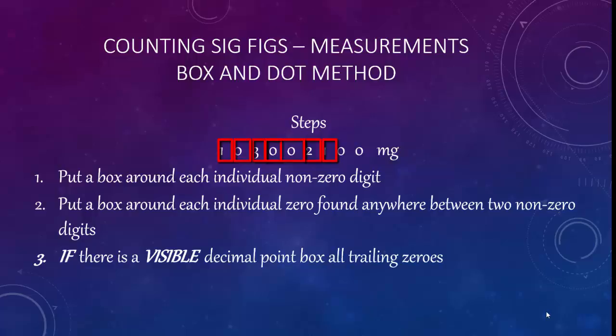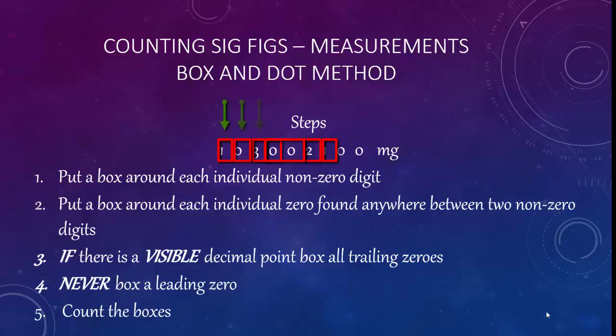If there is a visible decimal point, you box all trailing zeros. There is no written decimal point here, so these two zeros do not get boxed. Never box a leading 0. And now you count the boxes, and when you do that, you see you have 1, 2, 3, 4, 5, 6, 7 boxes. This measurement has 7 significant figures.